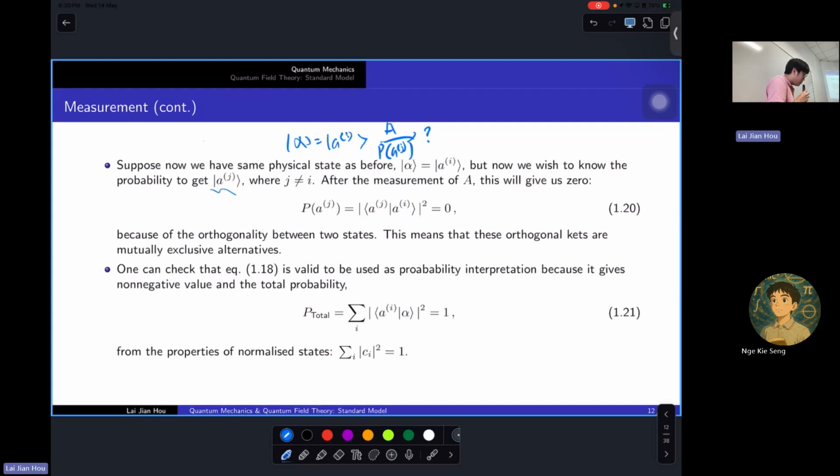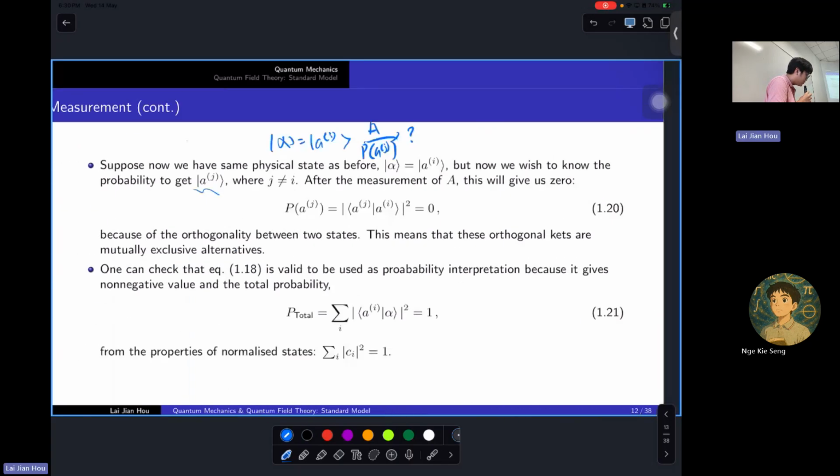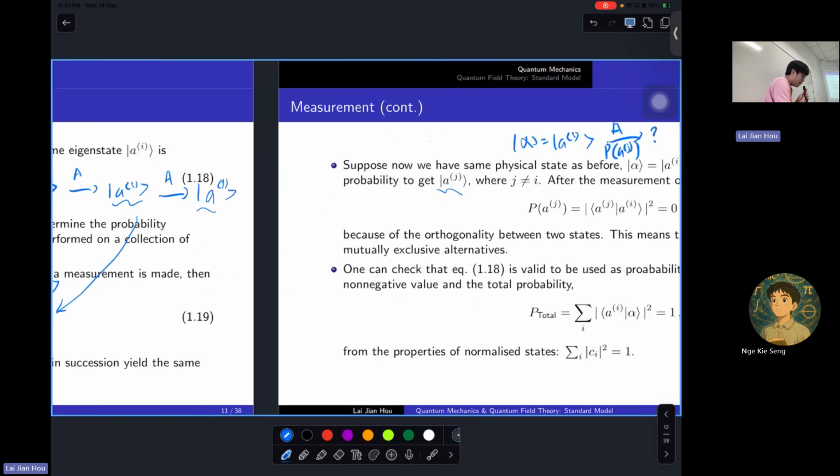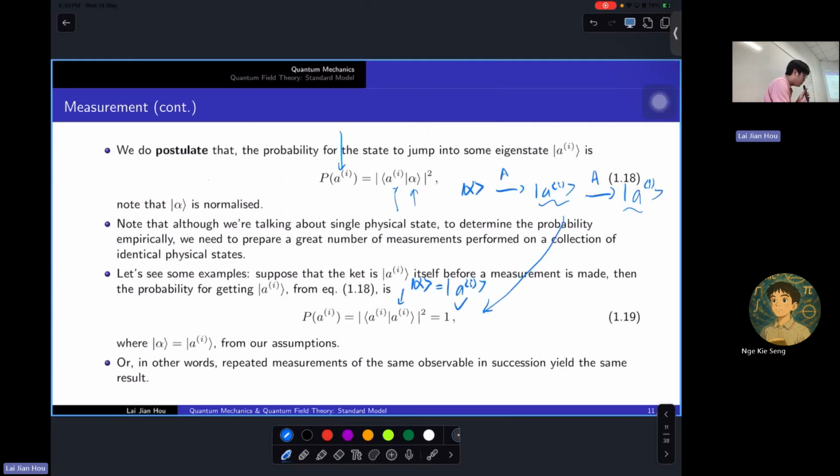And we want to check why we want to normalize the physical state.